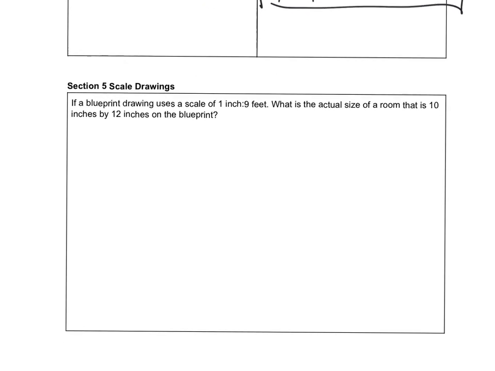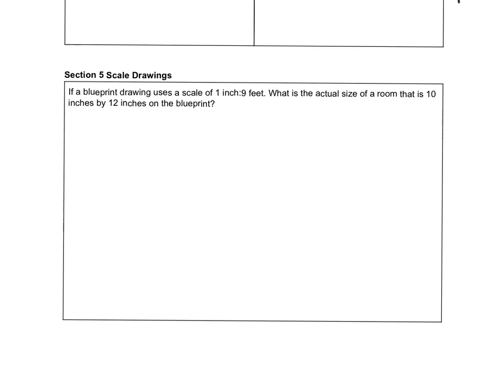So next we talked about scale drawings. If a blueprint drawing uses a scale of 1 inch to 9 feet, what is the actual size of a room that is 10 inches by 12 inches on the blueprint? So we have to solve two proportions here. We have to take our length and our width and convert them both to feet. So we have 1 inch per 9 feet. First we have our length, which is 10 inches, and we want to know how many feet that is on the scale. So when we cross multiply, we get x equals 90 feet.